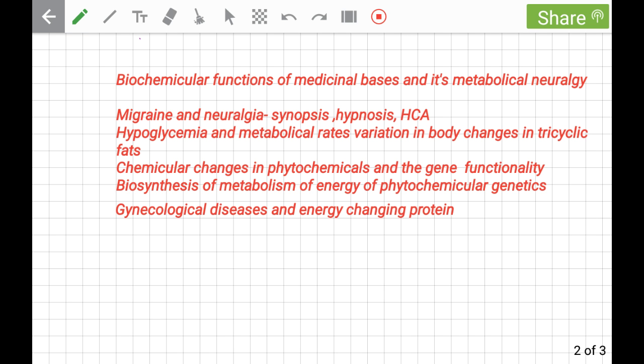So biochemical functions of medicinal bases and its metabolic neurology is the main topic. Migraine and neurology, synopsis, hypnosis, HCA. Migraine is caused mainly because of the highest concentration of some chemical changes in our body by oxidative stress or by the reduction states of motion stress. Because of it, the migraine is caused.